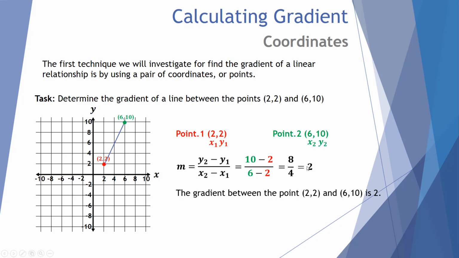Let's just check that. It's a positive gradient. And if I start at my first point and move to my second, yes, I'm going upwards. So that should be a positive. And a gradient of 2 means every time I go across 1, I will go up 2. So effectively, if I go from 2 to 3 on the x-axis, that means I'm going from 2 to 4 on my y, across 1 and up 2. So we can check our answer.